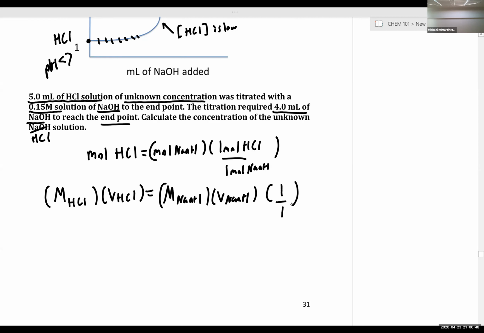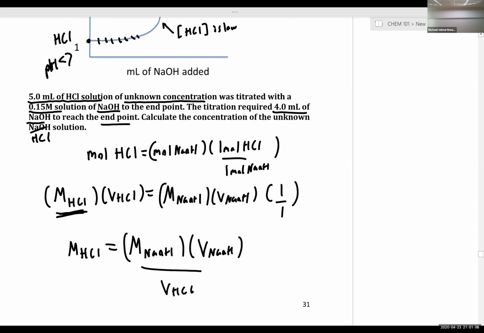Perfect. Now we're asked to calculate the concentration of our HCl solution. So we're just going to solve for the concentration of HCl. So the molarity of our hydrochloric acid is equal to the molarity of our sodium hydroxide times the volume of our sodium hydroxide solution over the volume of our hydrochloric acid solution times 1. Now we substitute. Our sodium hydroxide molarity is 0.15 molar. Our volume of sodium hydroxide is 4 mL. And our volume of HCl is 5 mL.